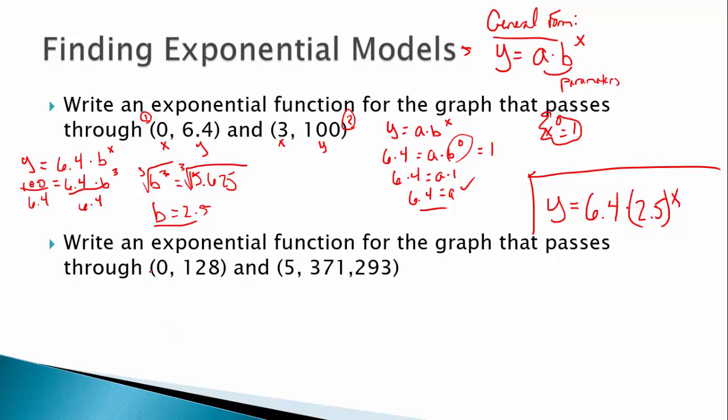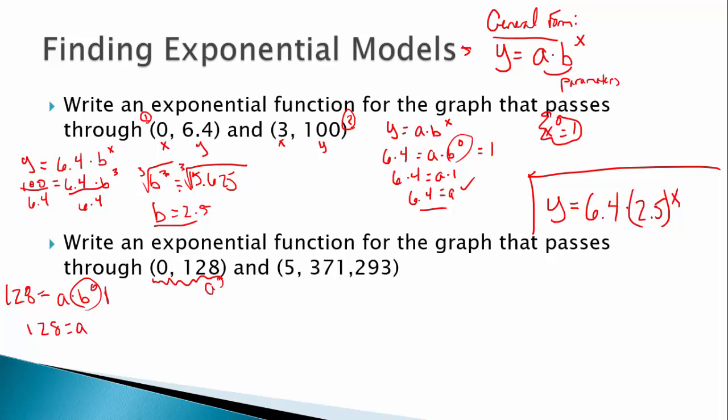Okay, now this time I have the points (0, 128) and (5, 371,293). By the way, I always have to have this initial value. I have to know what y is when x is 0. Otherwise, I can't really do this yet. The reason is this point will always allow me to get a. In fact, you can generalize this and take a shortcut. a has to be the y coordinate when x is 0, because again, you've got 128 equals a times b to the 0. That part just becomes a 1, so 128 equals a.